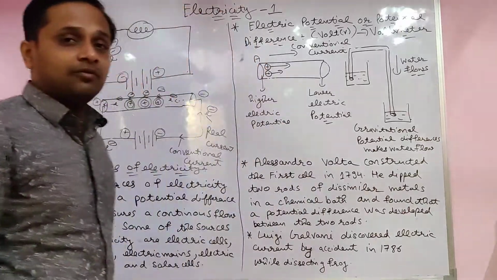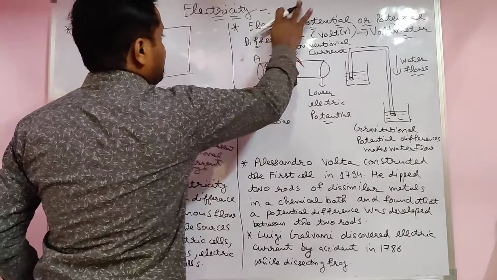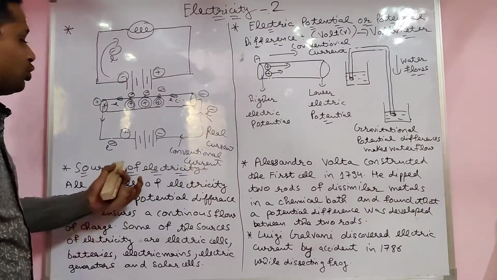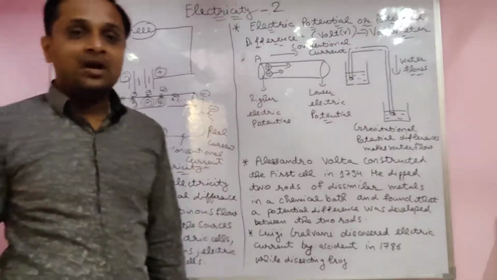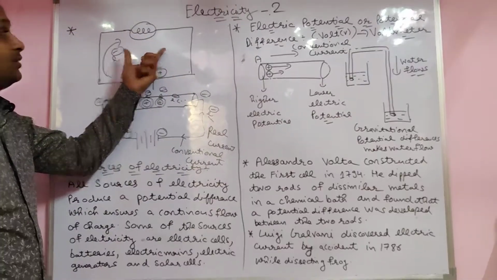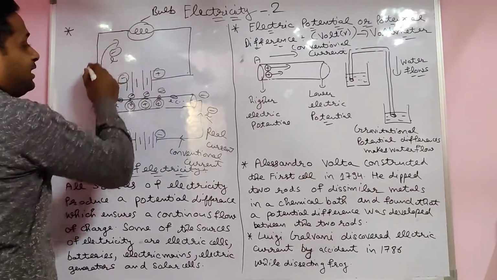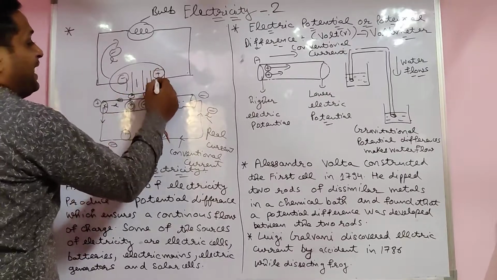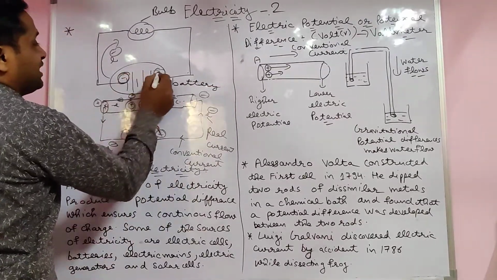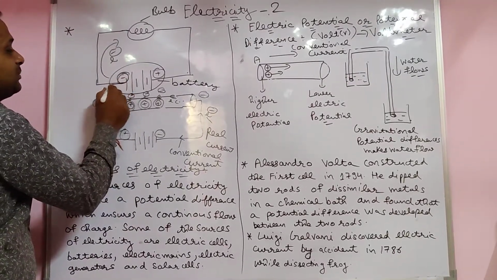In this second lecture we discuss the source of electricity. I already told about the circuit. That is a bulb and wire. Here you put the battery. That is a negative charge, that is a positive charge, and the electrons are coming from the negative.